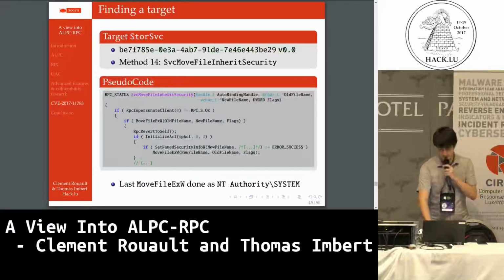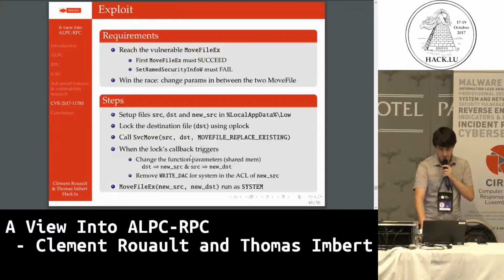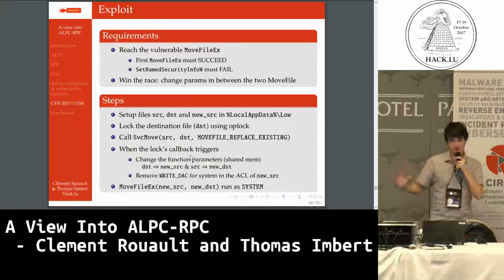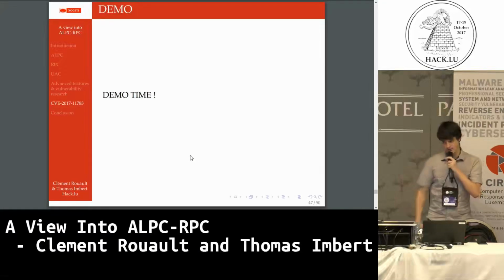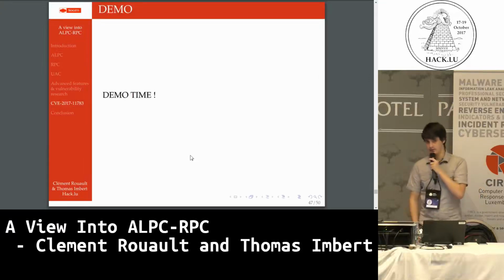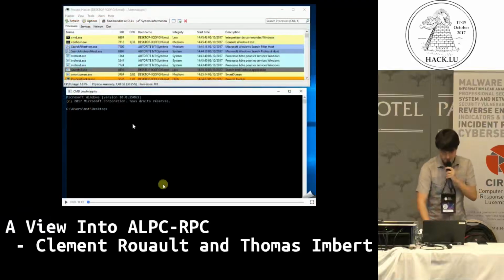So this call will fail because the system user doesn't have the right to change the DACL on the new file name, and the move file will happen as system user. So basically, we can move our payload anywhere in the system. With that, we were able to craft a little local privilege escalation exploit. And we'll leave you the challenge of gaining system code execution using only one move file. Let's see the demo that pops the system shell.